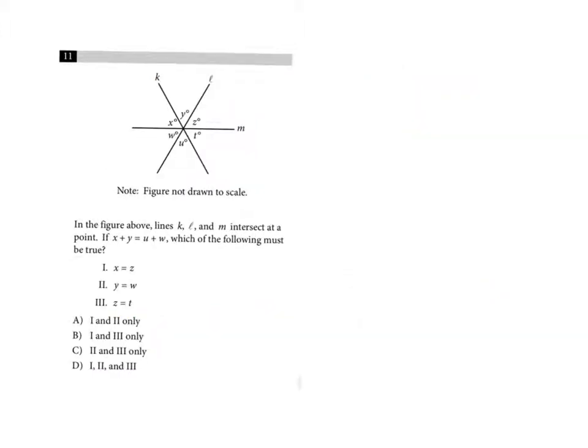Problem 11, they tell you that lines K, L, and M intersect at a point, and they tell you that angle X plus angle Y equals angle U plus angle W. And there's all sorts of sets of vertical angles. Angle U and angle Y are vertical angles, and they're congruent to each other. Angle X and angle T are vertical angles, they're congruent. And angle W and angle Z, they're vertical angles, and they're congruent. So they want to know how many of these statements below are true.